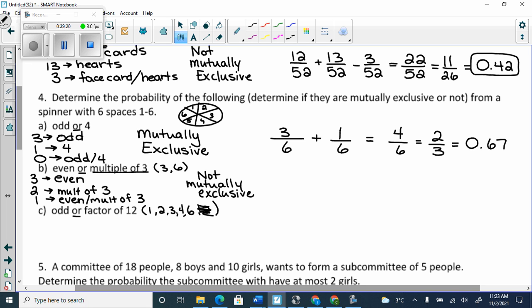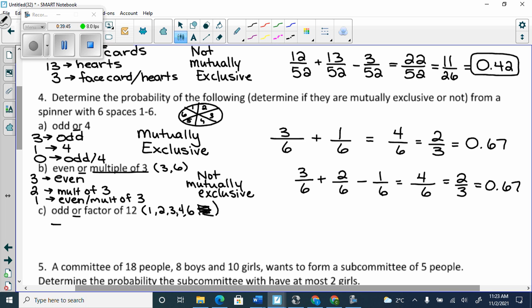Okay. So when it's not mutually exclusive, we do 3 out of total 6 plus 2 out of 6. And then we subtract off the 1 out of 6 that doubles up. It's always going to be out of 6. We just do the work to the top, right? If you need common denominators, we already have it. 3 plus 2 is 5 minus 1 is 4, which is 2/3 again, which is 0.67.